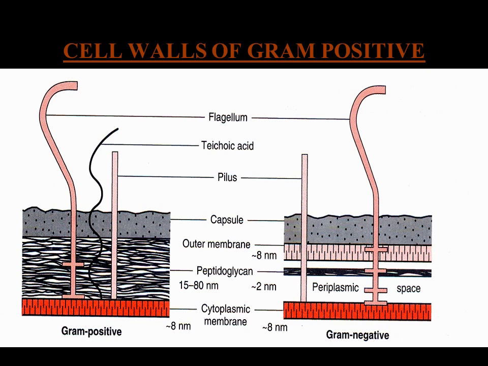But there are a few other differences between the cell walls of these two types of bacteria. As we can see, there are different appendages coming out of the cell, originating from the cytoplasmic membrane, including flagella, pili, and these teichoic acid filaments that are actually present in gram positives.